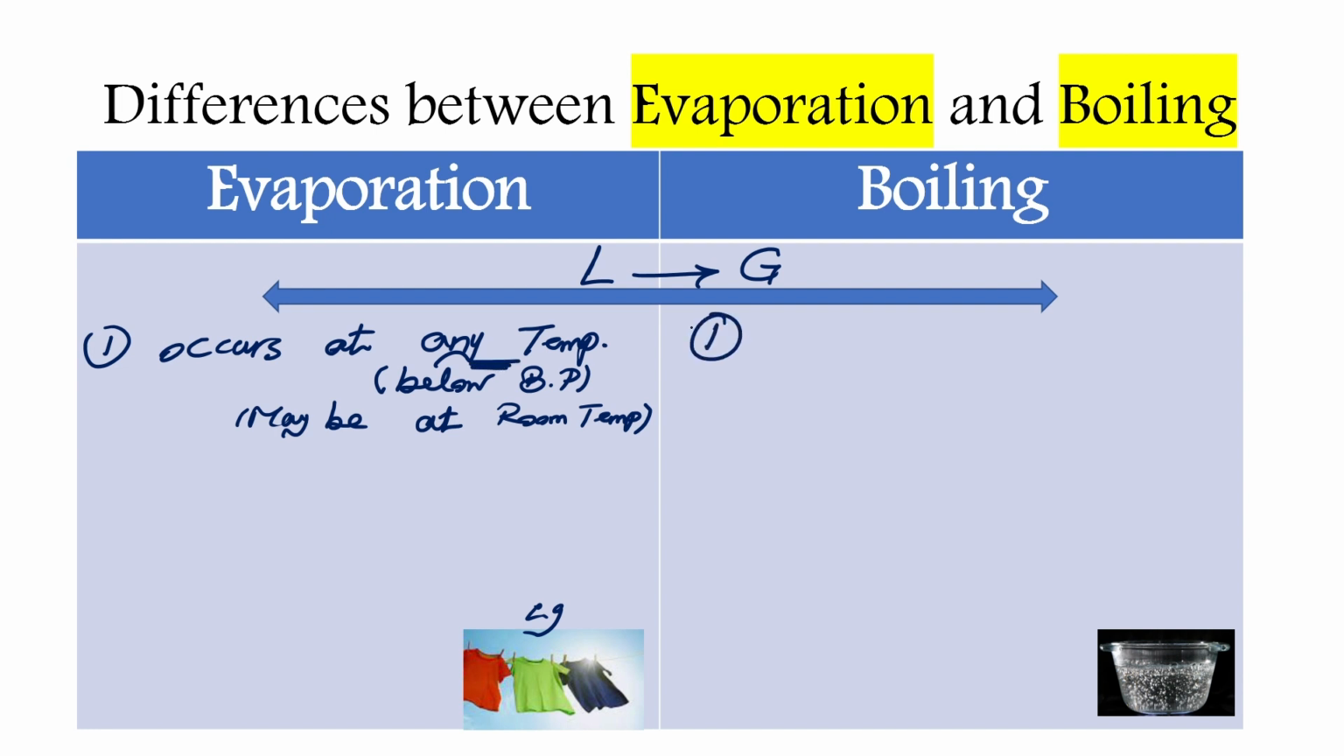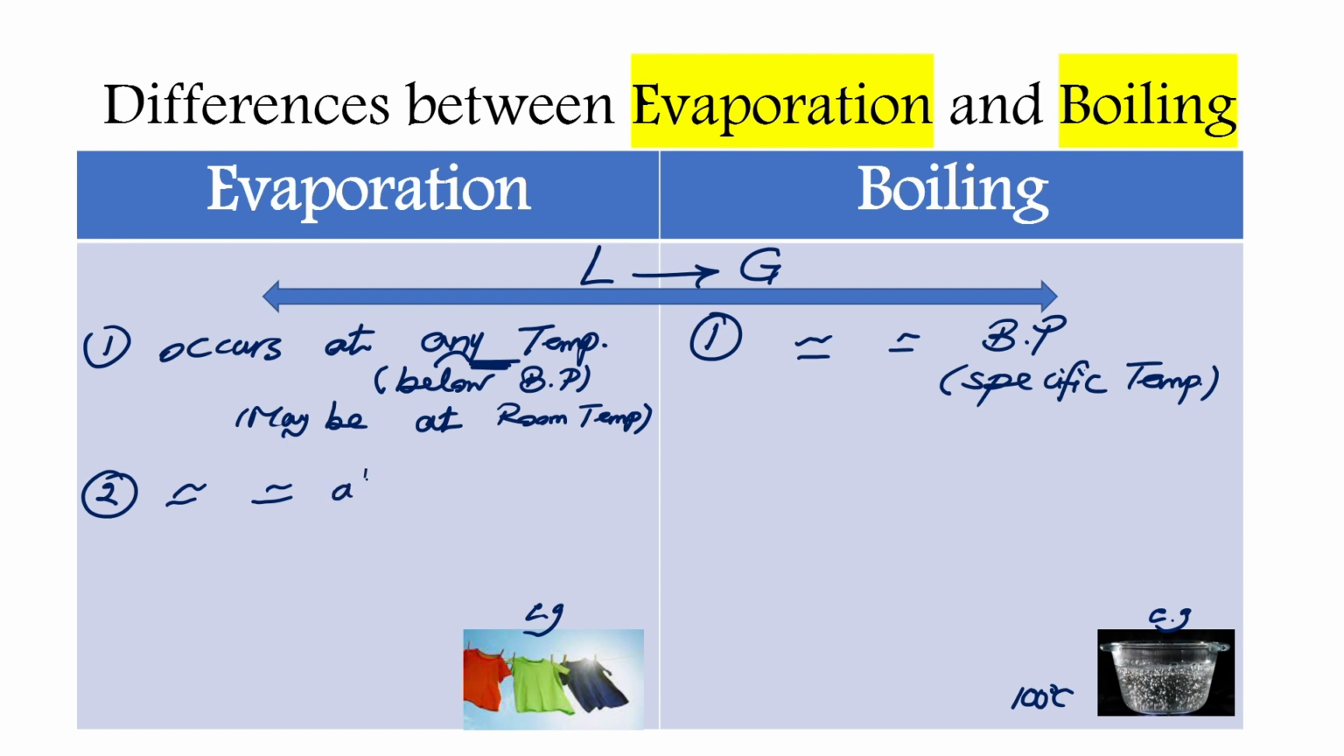On the other hand, boiling occurs at the boiling point, which is a specific temperature. For example, water boils at 100 degrees Celsius. The second difference is that evaporation occurs at the surface of the liquid. So the surface particles only are involved, and in boiling it occurs to all the particles. All the particles are involved in the process.